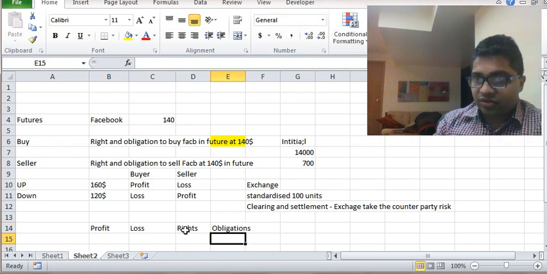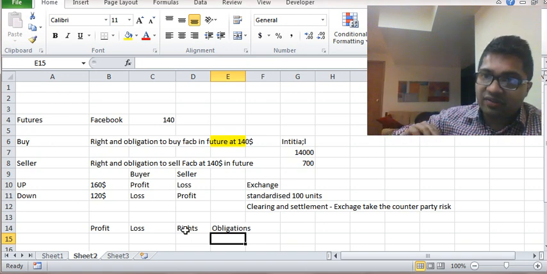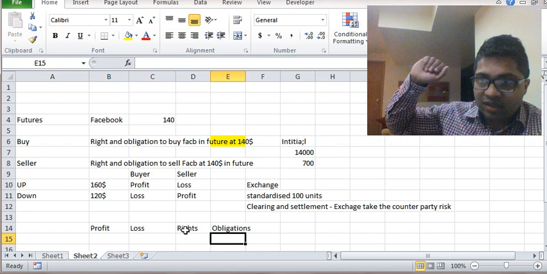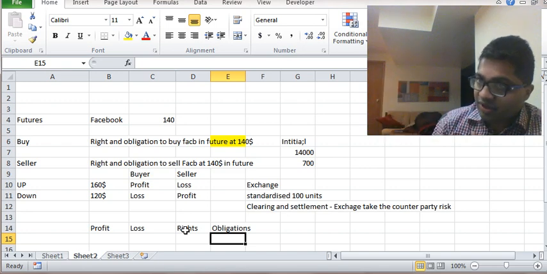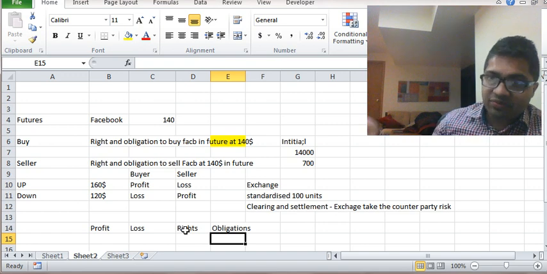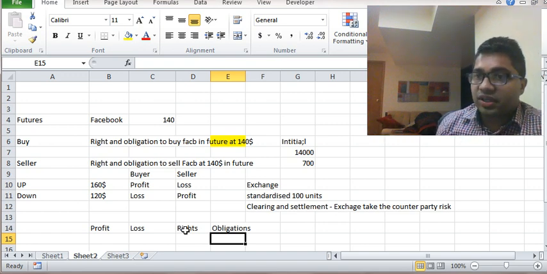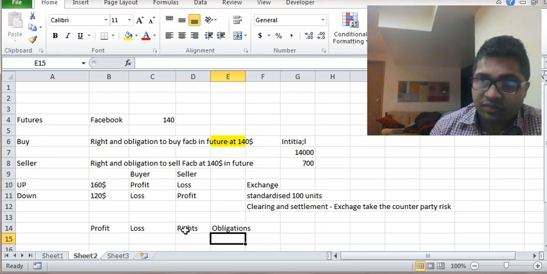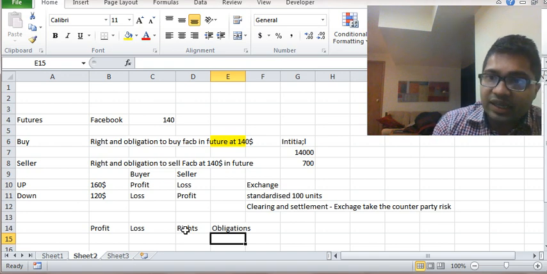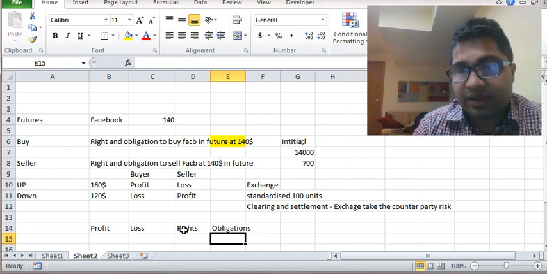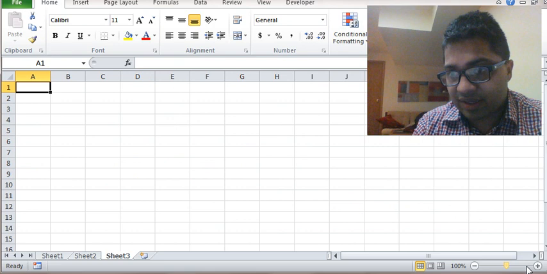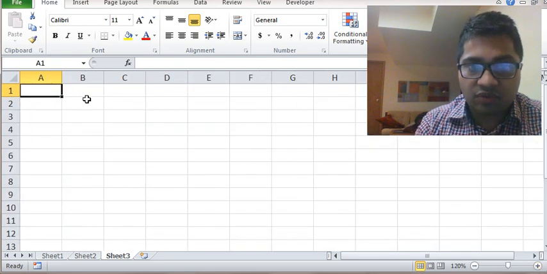So as a buyer, you have the right and obligation to buy at whatever the price is. You have the right when the stock price goes up and you are making profit, but you have an obligation when the stock price falls and you are making a loss. Same way, the seller also has the right and obligation to sell. So it's a double-edged sword. You can make a lot, you can lose a lot. So how do we counter this shortcoming? This shortcoming is countered through the use of options.